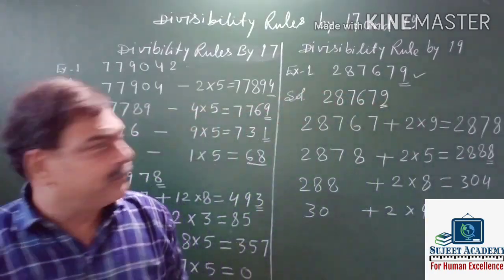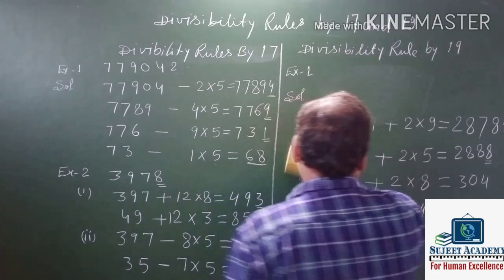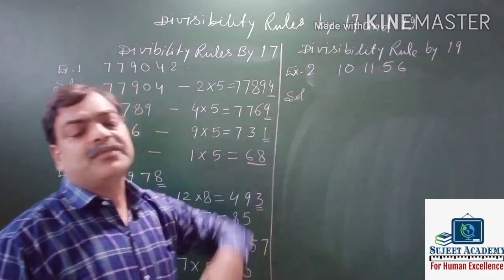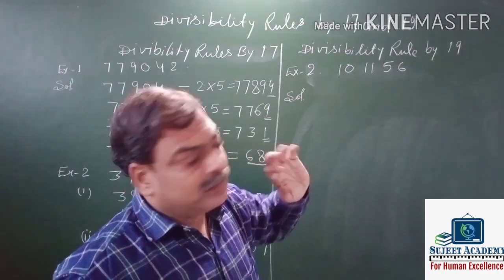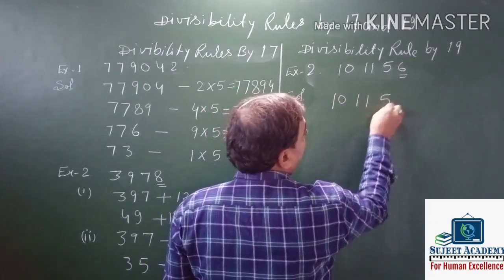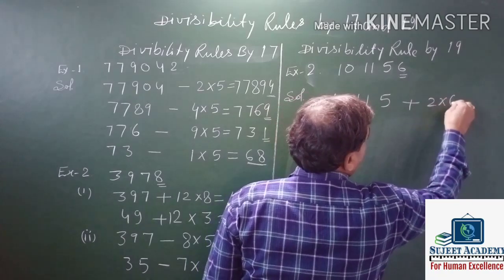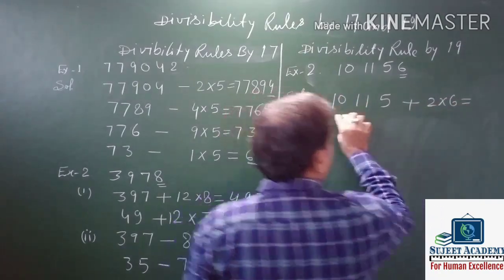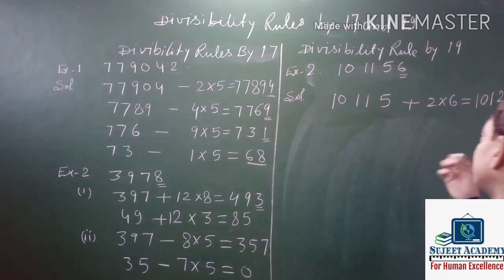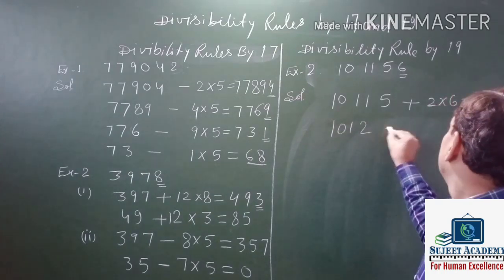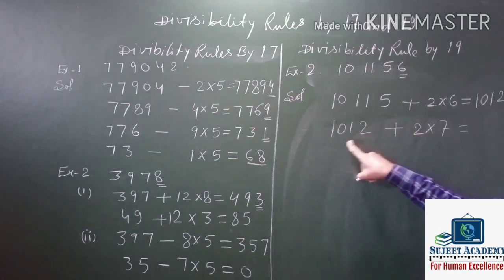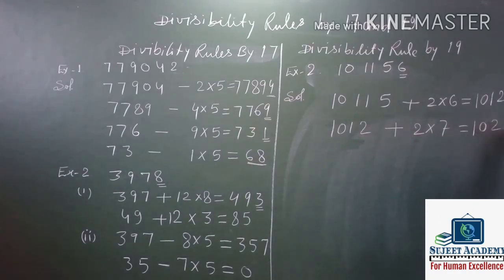Now check one more example. Is this number divisible by 19 or not? 6 is the unit place value and the remaining part of that number is this. 2 times 6 is 12. You add it here and get 10127. In the next step, 1012 plus 2 times 7. This is 14. Adding it here gives 1026.